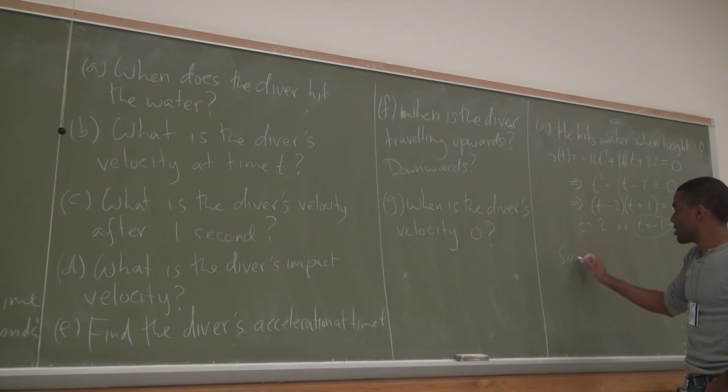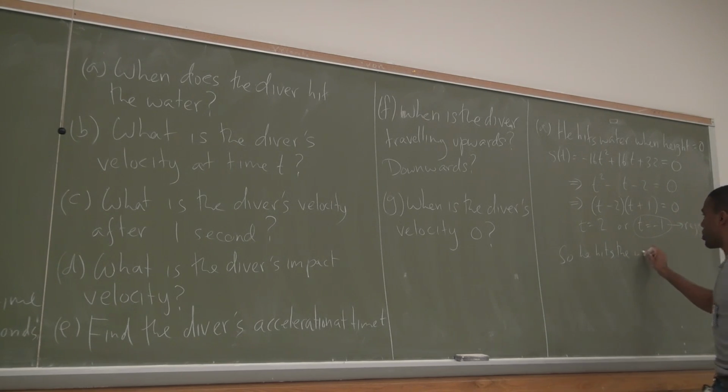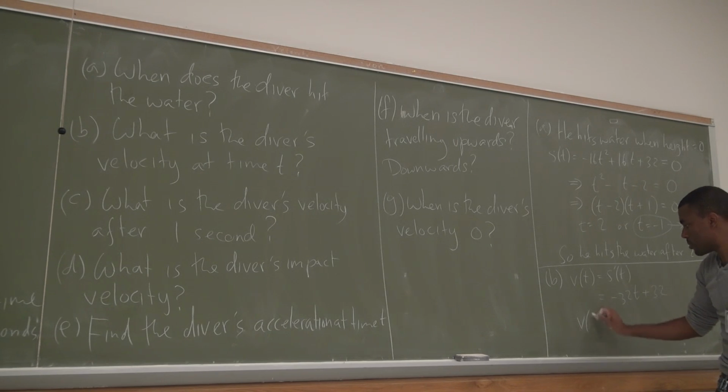So he hits the water after 2 seconds. It'll be in the air for a total of 2 seconds. B, what is the velocity? Remember, the velocity function is just the derivative of the position function. So this is just going to be minus 32t plus 16. This is velocity at time t.